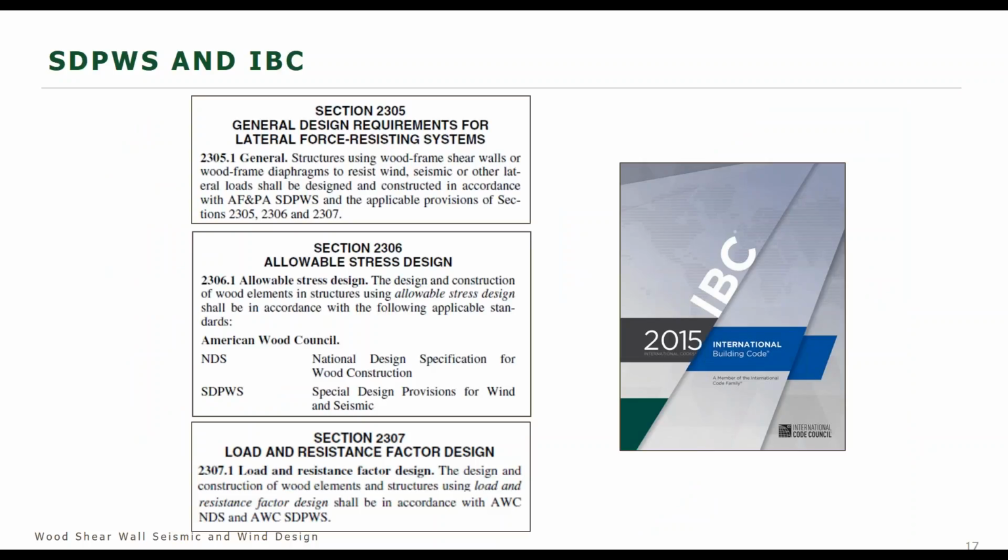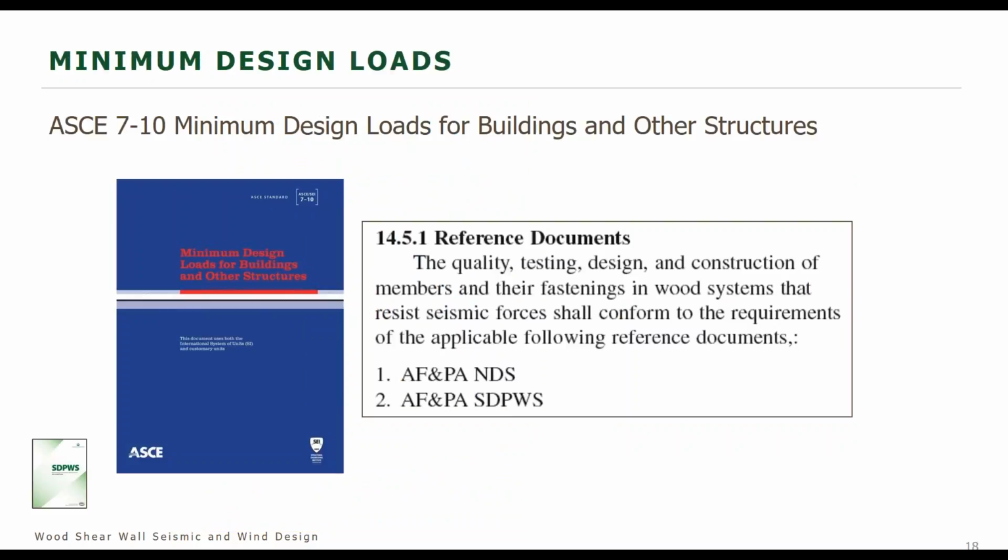But so here's a few places where you see the special design provisions for wind and seismic referenced in the 2015 IBC. So you'll see it is in 2305, 06, and 07. I do want to point out that there are some inconsistencies in the IBC with how they reference our documents. So in some places you'll see AF and PA special design provisions for wind and seismic, and in some places you'll see American Wood Council. AF and PA is our old name, so there's just a few spots where they haven't updated it to our new name. So it is the same document. It's still us. It's just how the document is referenced.